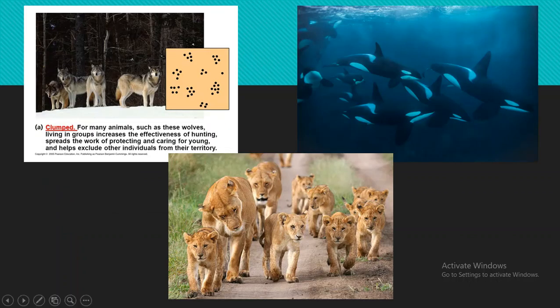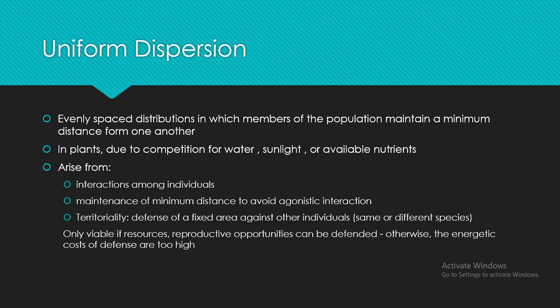Here are depictions of clustered or clumped dispersion. So, sa uniform dispersion naman, it is an evenly spaced distribution in which members of the population maintain a minimum distance from one another. This arises from territoriality. Ito yung main reason kung bakit nag-maintain ang isang individual ng distance from another, pero nasa isang population sila, because of territoriality. May sariling space lang ang isang individual sa isang population.